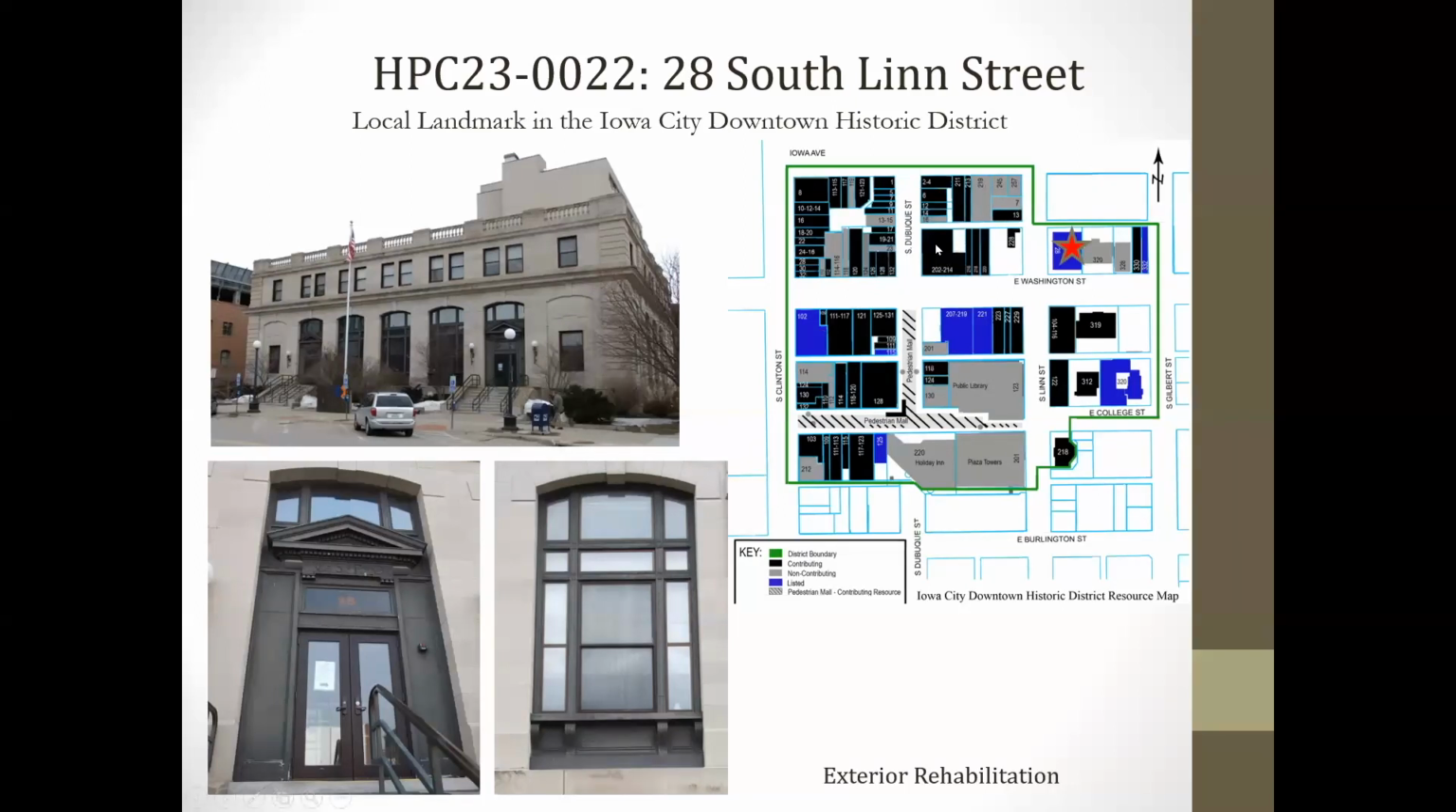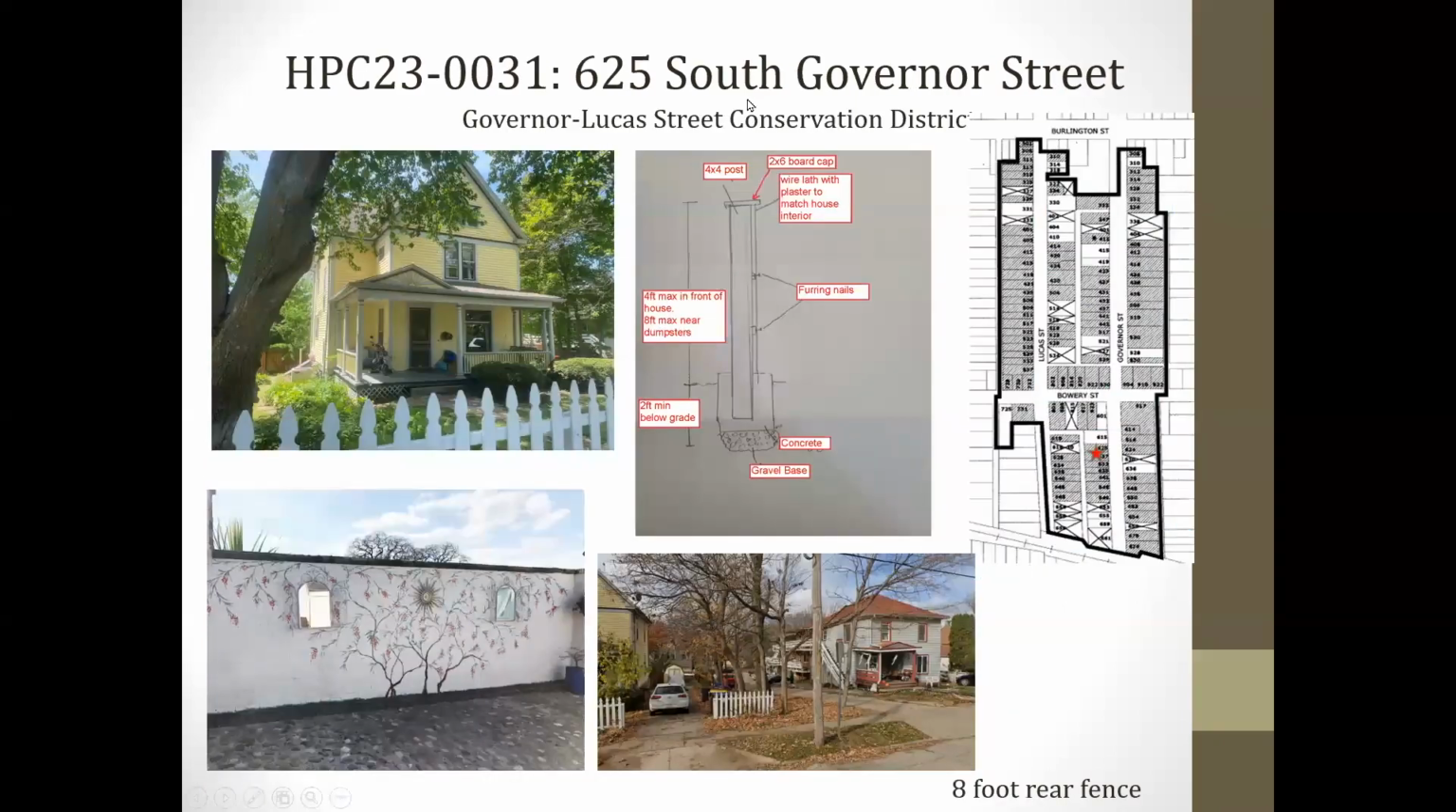Anyway, I gave you a map of our downtown historic district, which is listed in the National Register, but is not a local district as well. 625 South Governor Street here in the Governor Lucas Conservation District is putting in a fence around most of their yard from the face back that will be 8 feet tall. It will be a solid fence, and it will be painted with a mural on one side.